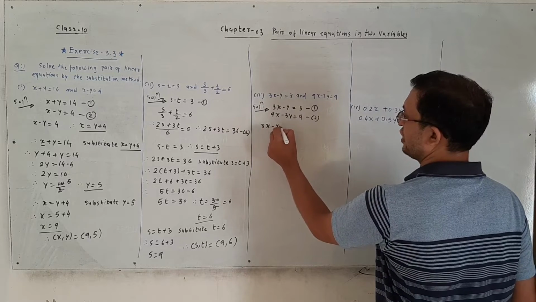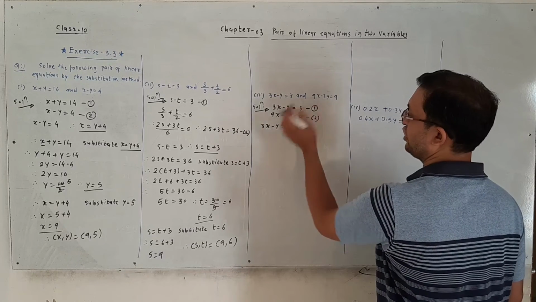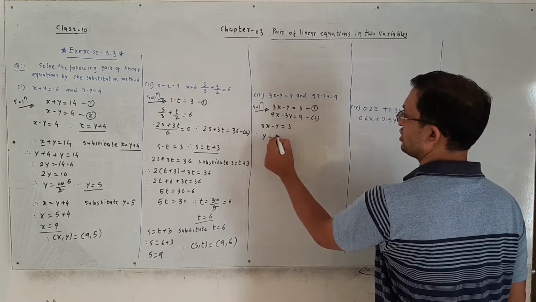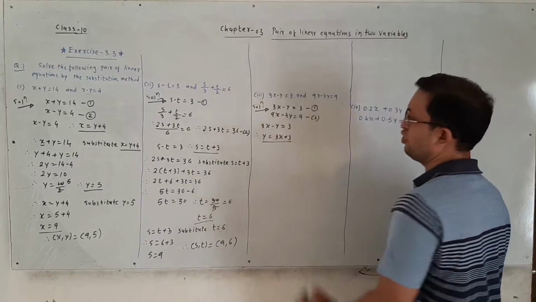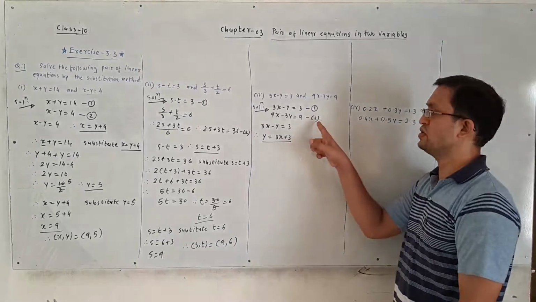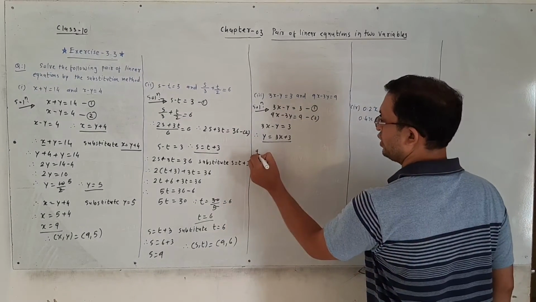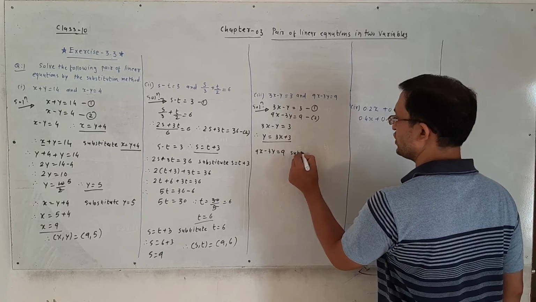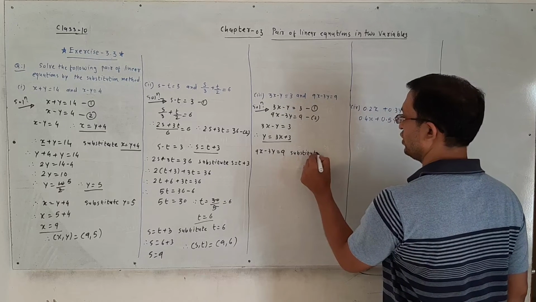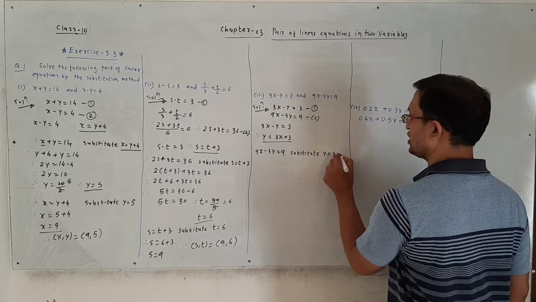3x minus y is equal to 3. Transposing y and 3, therefore y is equal to 3x minus 3. Substitute the value of y in the other equation, that means equation number 2: 9x minus 3y is equal to 9. Substitute y is equal to 3x minus 3.